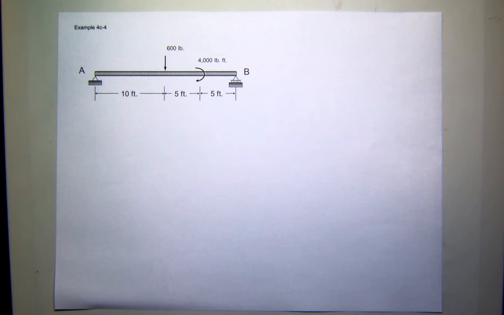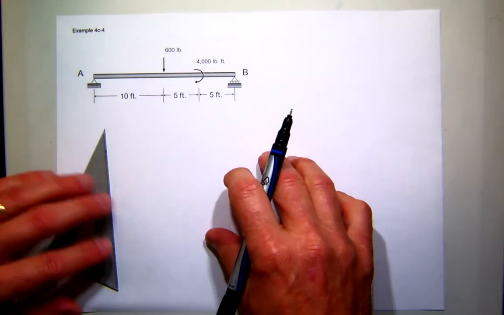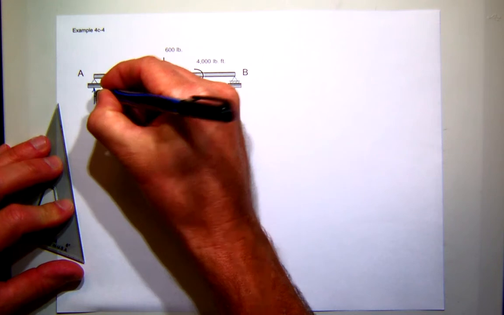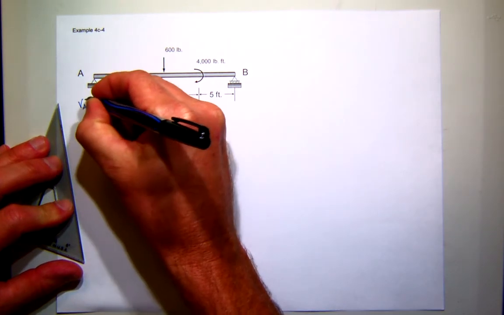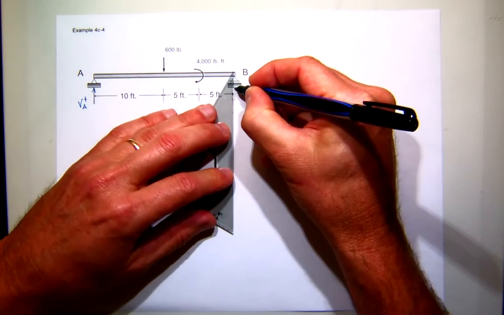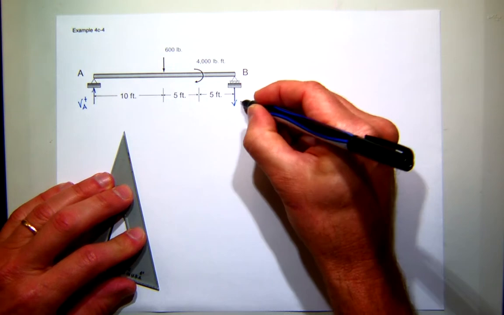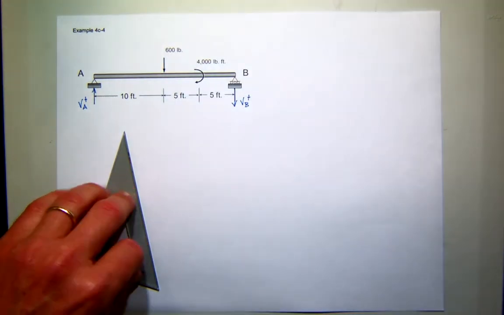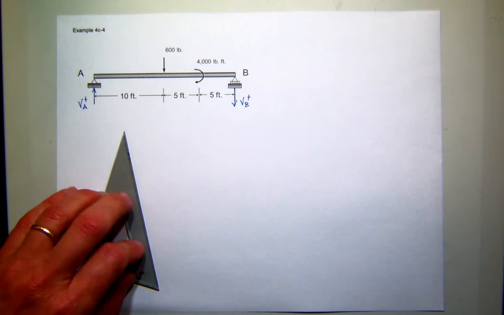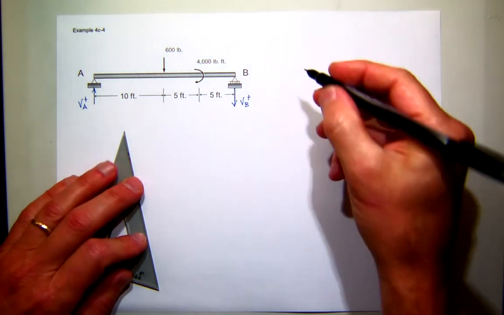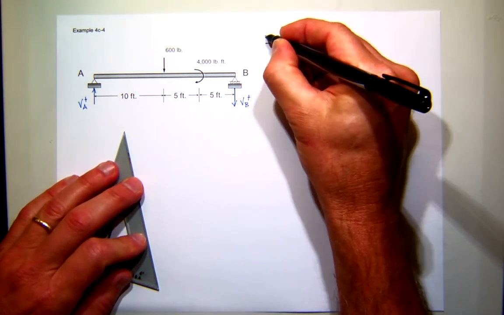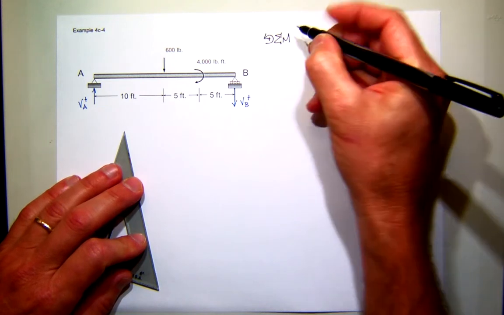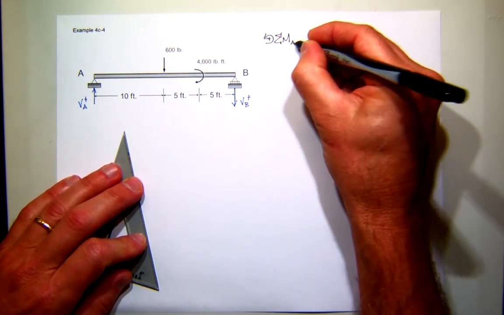So I'm just going to shortcut this a little bit and go ahead and draw in my positive shear at A and my positive shear at B. I don't need to do anything else. So I'll just use this diagram as my free body diagram for my reactions. And I'll come over here and I'll go ahead and sum the moments, we'll do it at A.